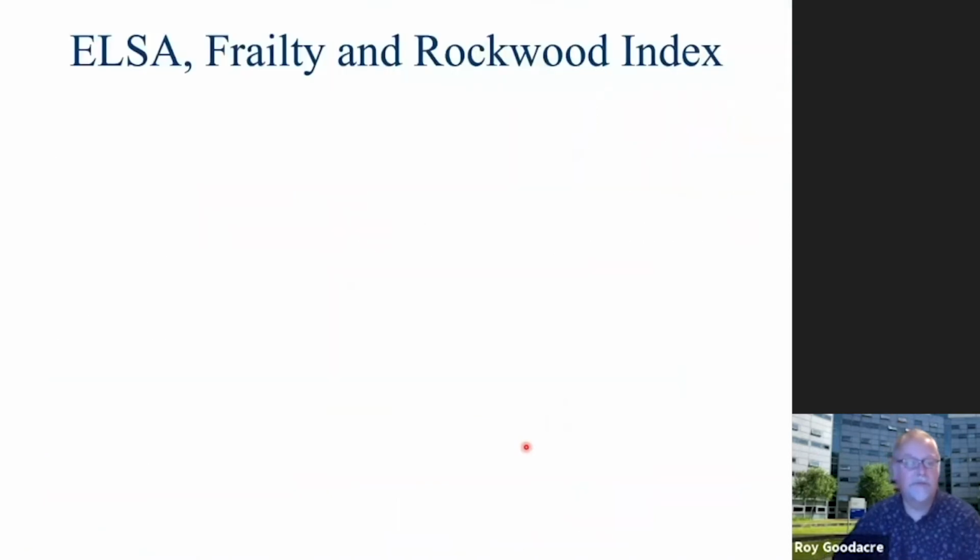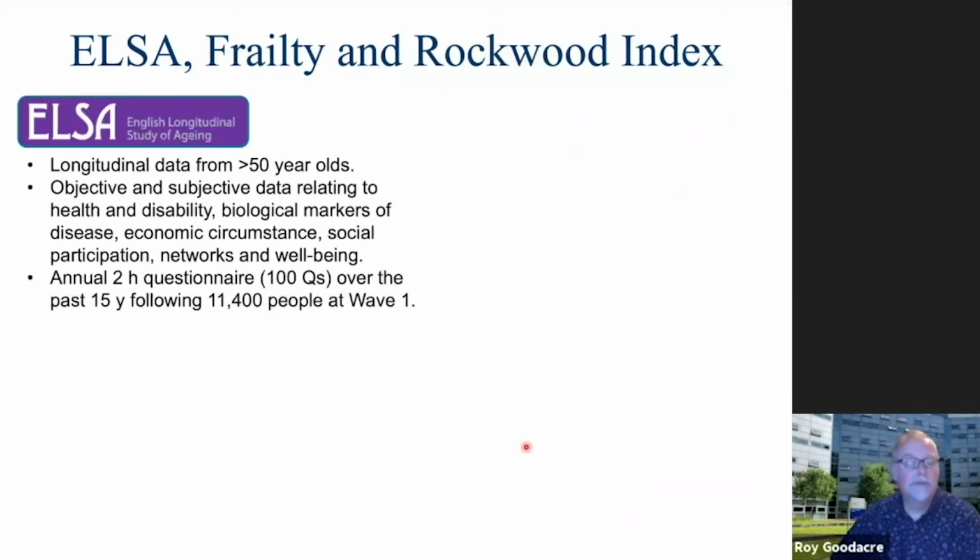So I'll give you a couple of definitions. I'll talk about the English Longitudinal Study of Ageing, frailty, and the Rockwood Index. ELSA is a longitudinal study. It looked at people over the age of 50 and measured them several times. It's basically a 2-hour questionnaire that looks at health, disability, how long you can balance on one foot, how often you can sit down. It's been done over the last 15 years. This slide's a little bit out of date; it's been going about 18 years now. So it's a great resource where the same people have been followed as they age.